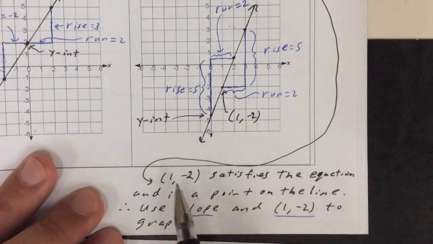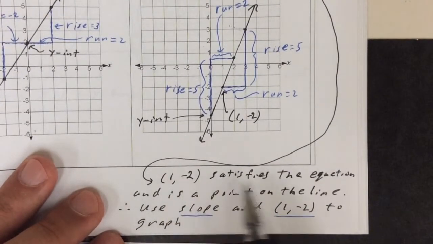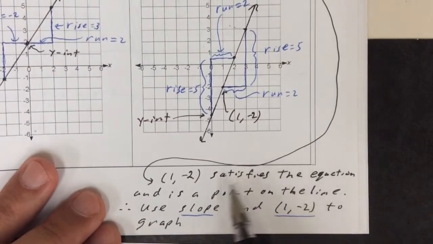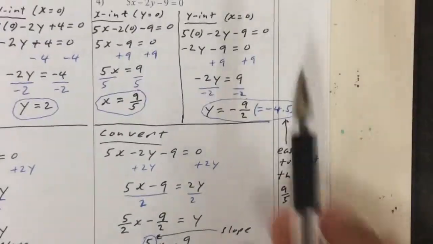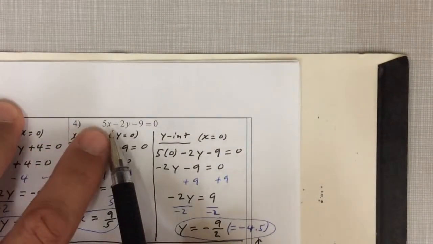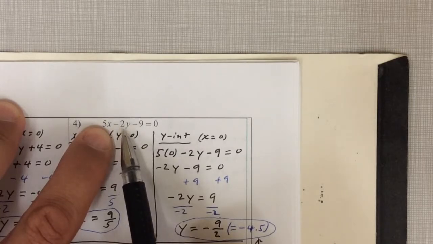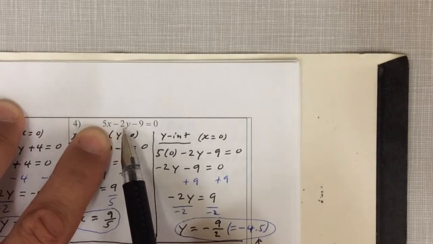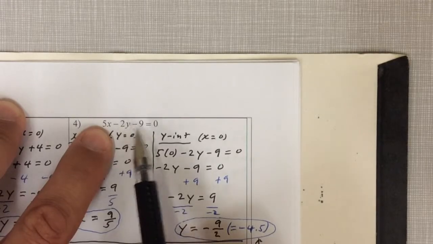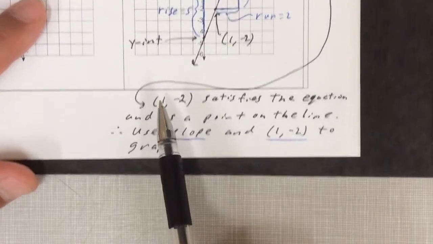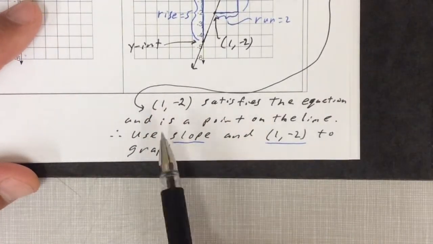Or you could try to find a point on that line. So if you check, 1 comma negative 2 satisfies the equation. So this takes some playing around to try and get integer values here in this equation. If you go back to the equation, 5 times 1 is 5, minus 2 times negative 2. 2 times negative 2 is going to be negative, so minus a negative 4 is plus 4. 5 plus 4 is 9. Minus 9 is 0. So you can check that this point actually satisfies that equation.